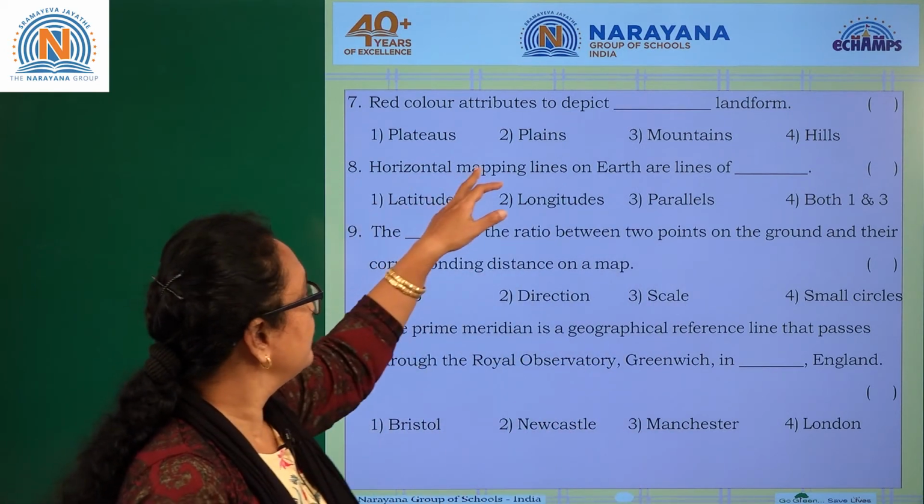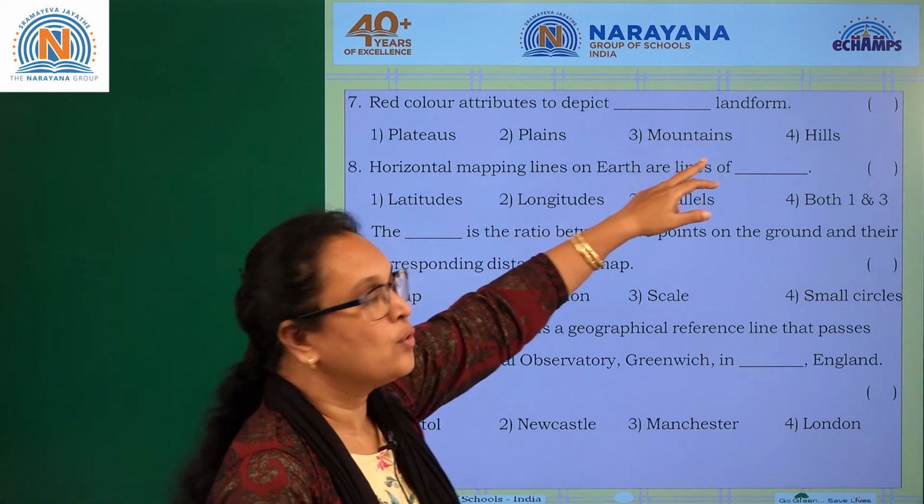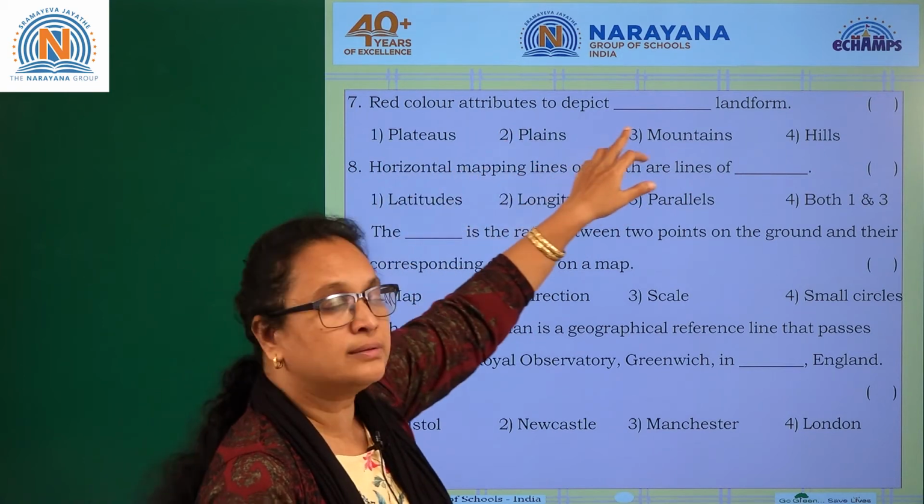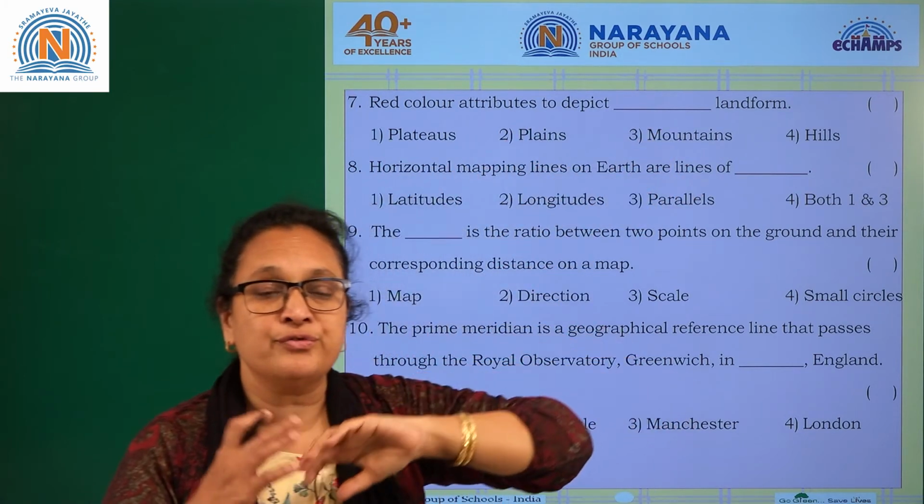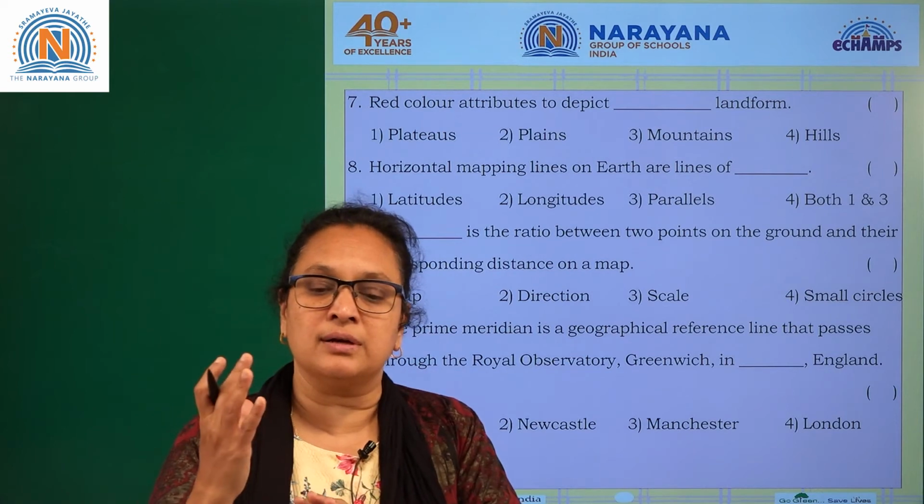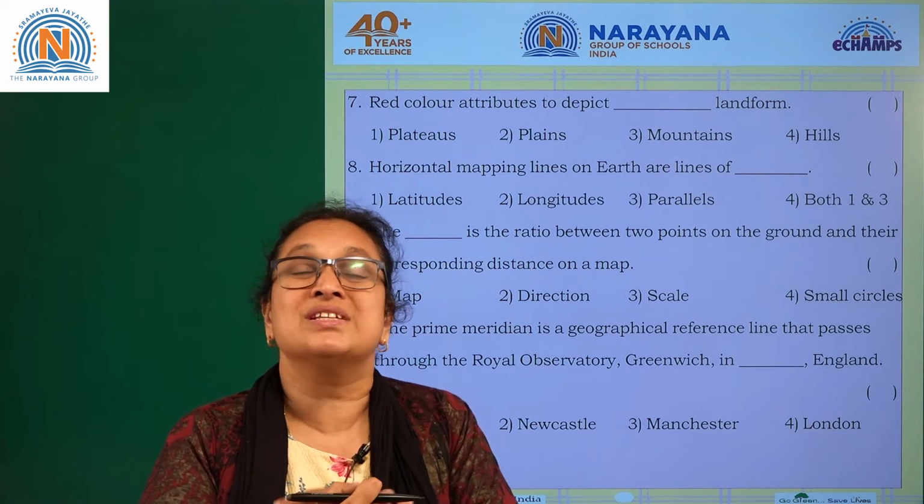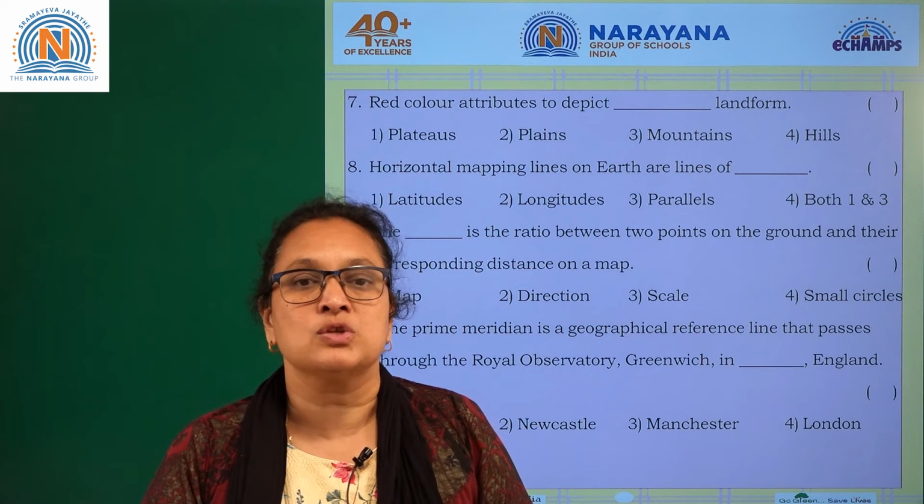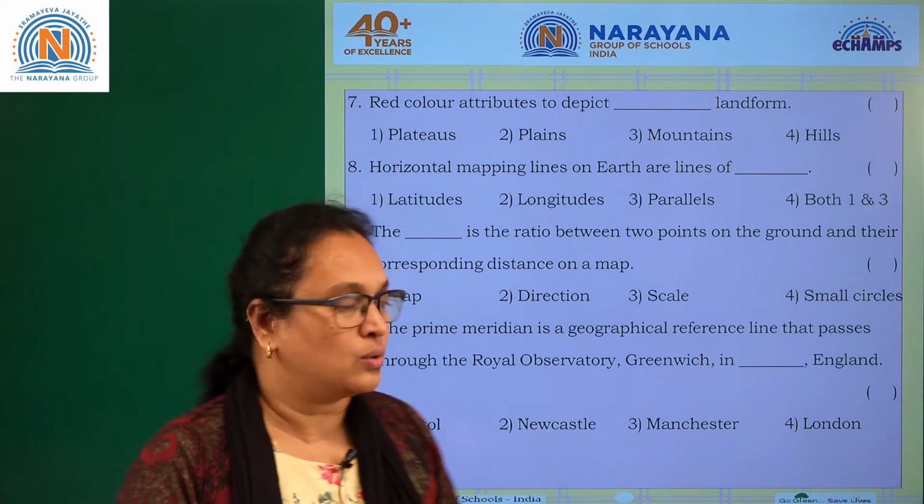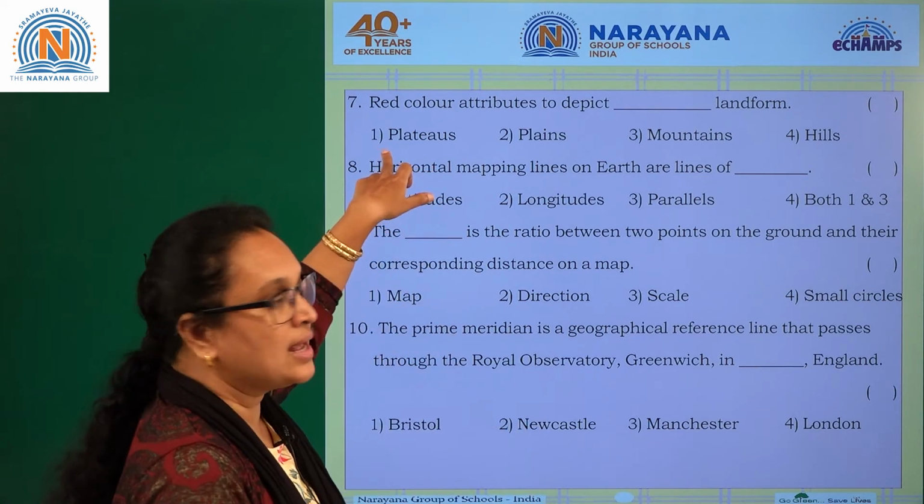Red color attributes to depict dash landform. So you have different colors to identify the landforms, your physical features in your map. So red color indicates plateaus, okay, your plateau. 1 is the answer again.